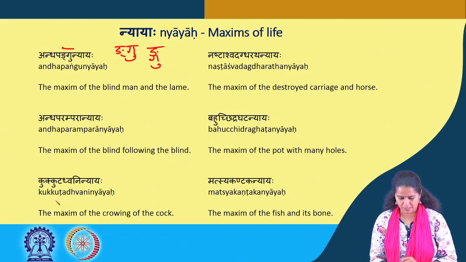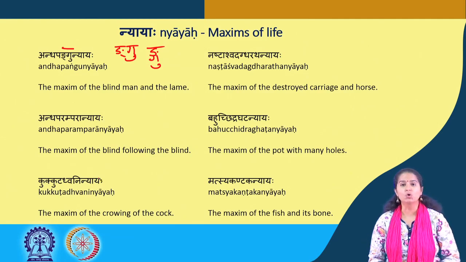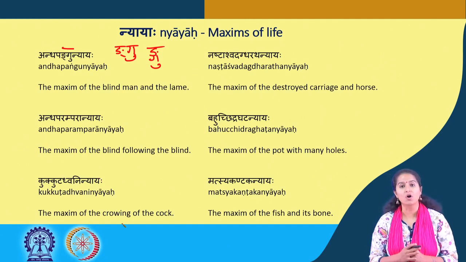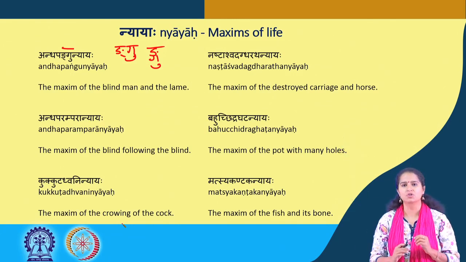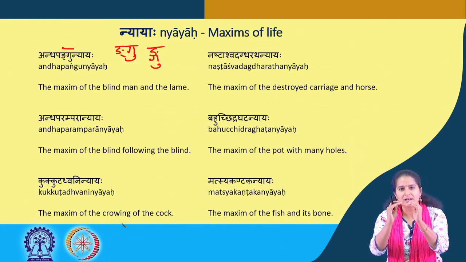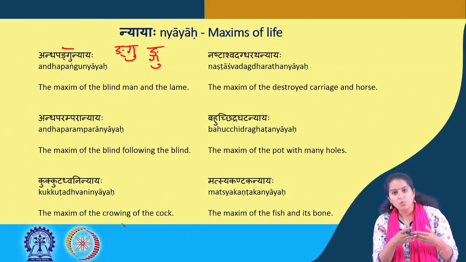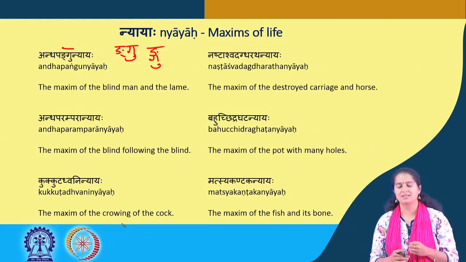So this is something you're familiar with. Then this is an interesting one. Kukkuta Dhwani Nyayah. Kukkuta is the cock, dhwani is sound, nyayah is maxim. So it's the maxim of the crowing of the cock, which says that the cock doesn't start crowing loudly in the first go. It first does it slowly, then a little more, then a little louder, and then a little louder. So similarly, good things and work also start slowly but then pick up momentum.